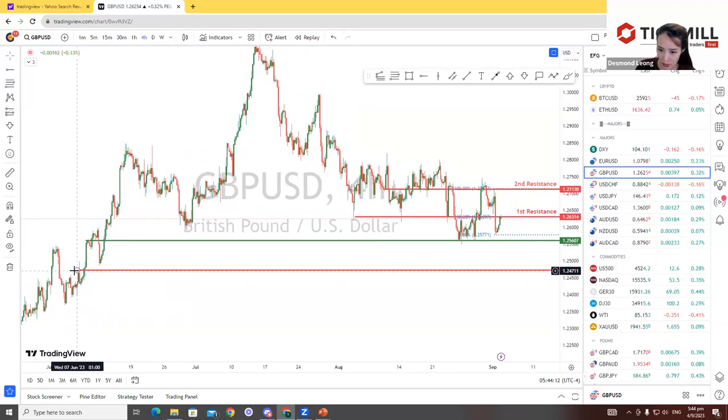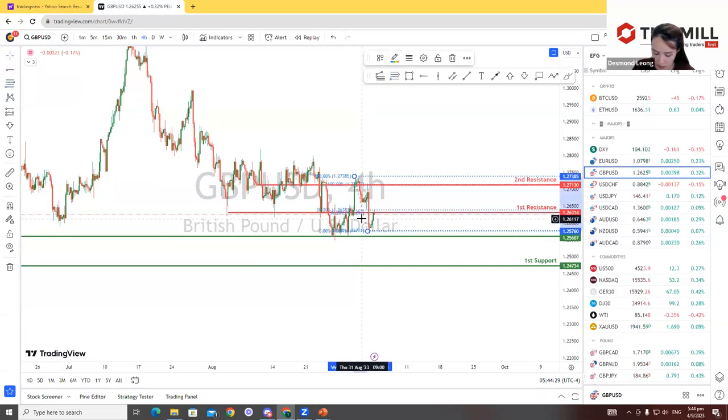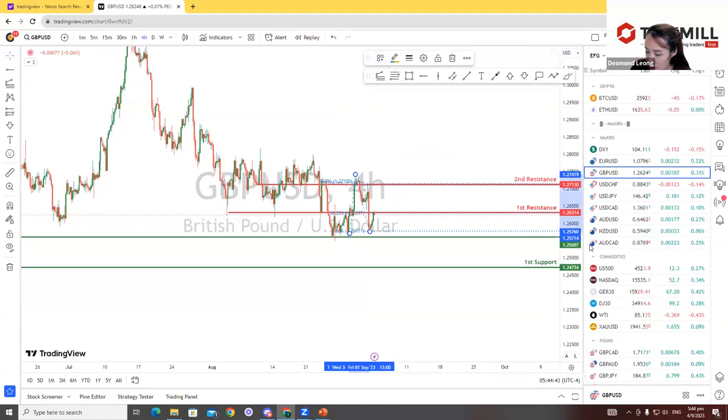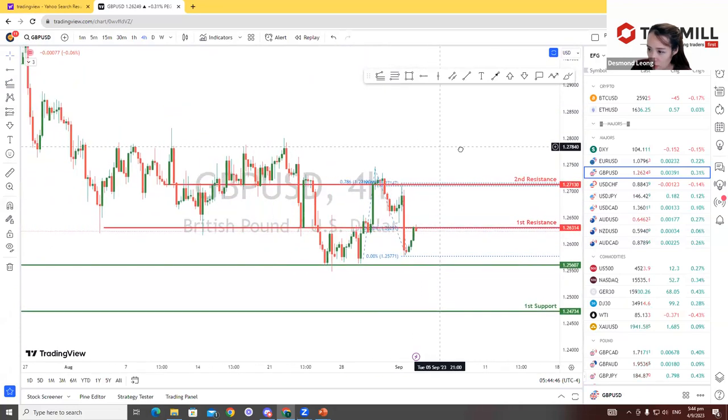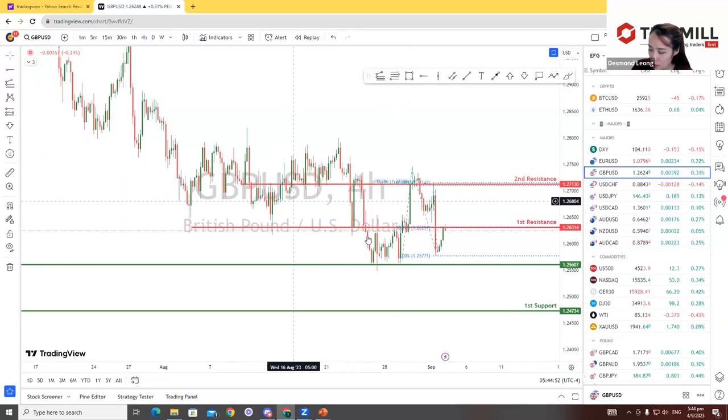Okay, this is my second support. Okay, let me pull out the fib level. Let me see. I'll pull from price come down already. Okay, so second support, we do have 78.6% projection. You guys can see here, projection. Okay, so I think that's a good level here.